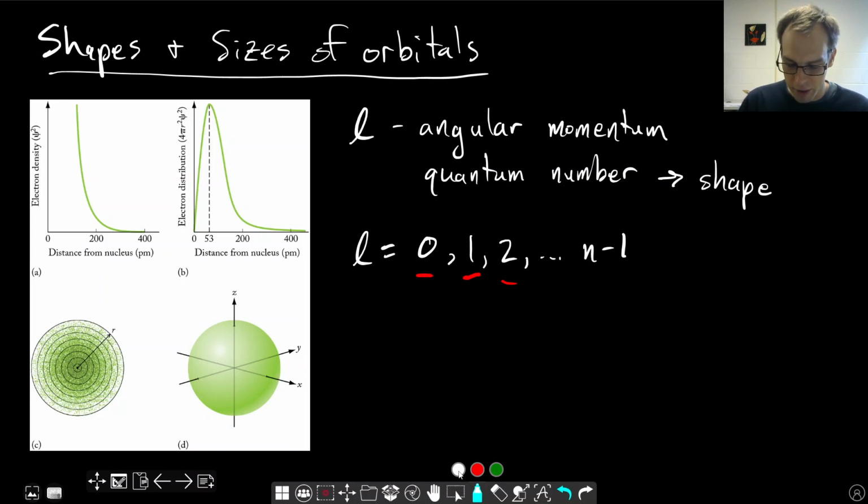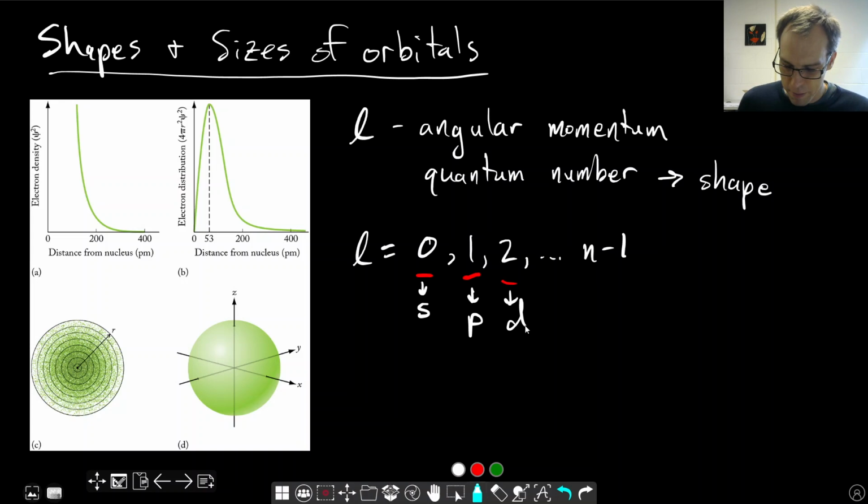And now, just as a reminder, there's a letter designation that goes with these orbitals, with this quantum number. So an L equals 0 orbital is known as an s orbital, an L equals 1 is known as a p orbital, and an L equals 2 is known as a d orbital. So these have specific labels, and higher than that there are also letters to go with those, but we're mostly going to focus on these.